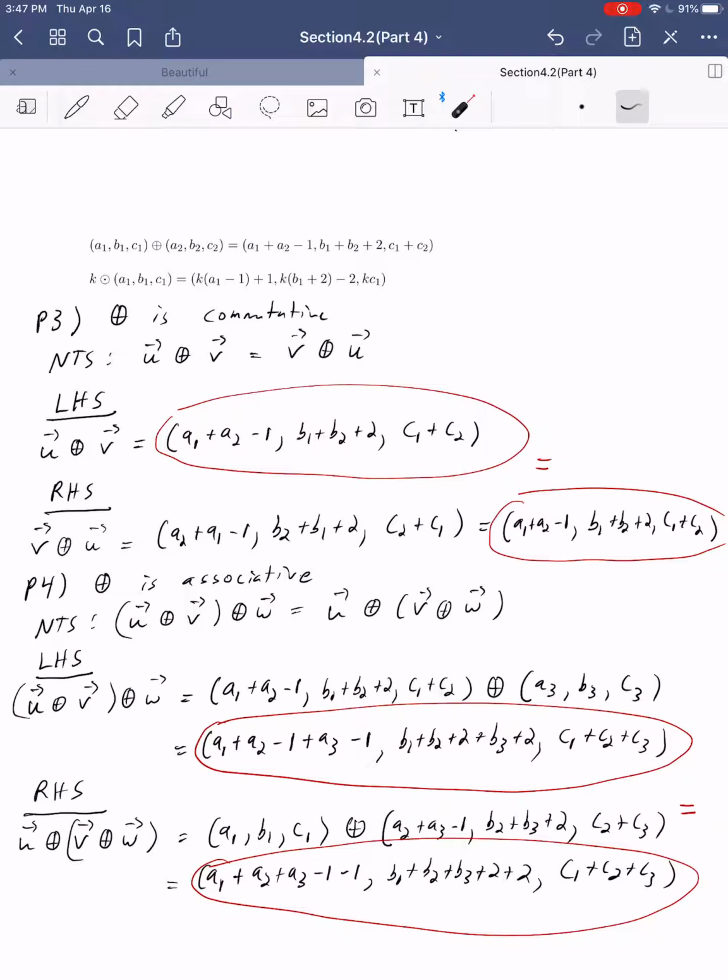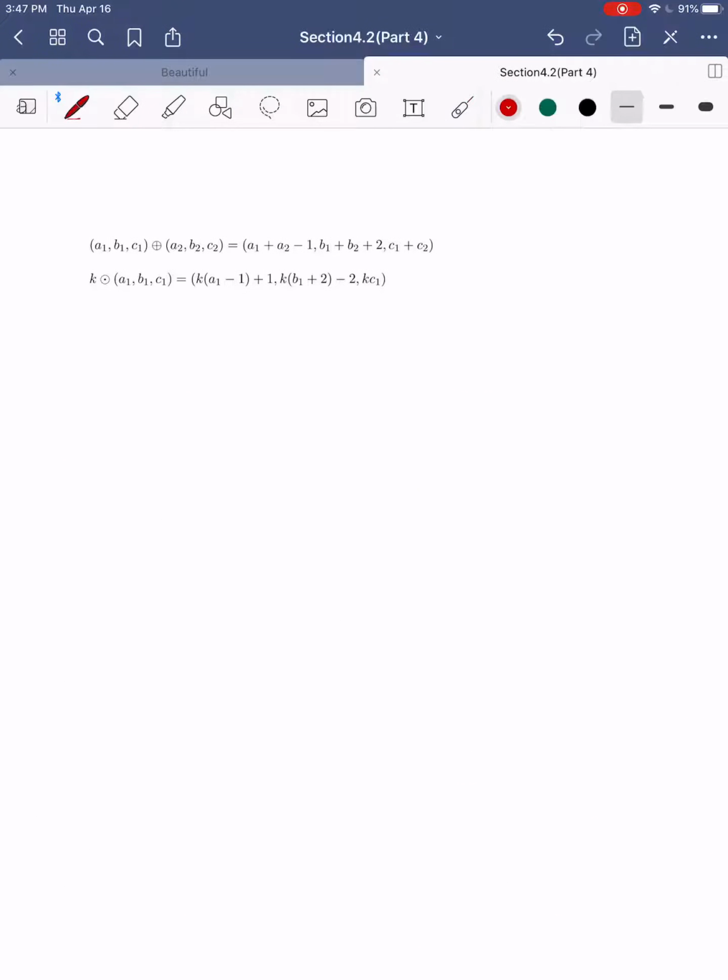Okay, nice. Now we're ready to move on to the really interesting ones, which is talking about the zero vector and the additive inverse. So let's go ahead and do that. So we need to talk about property 5. So we need a zero vector here. Okay, so what is our zero vector?